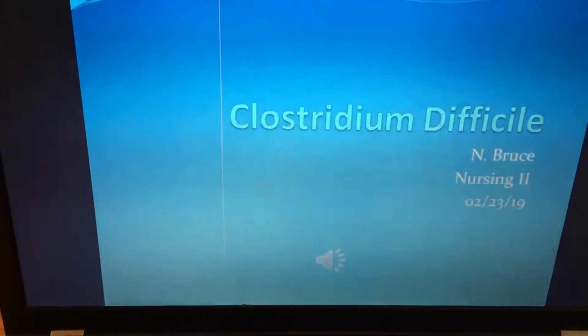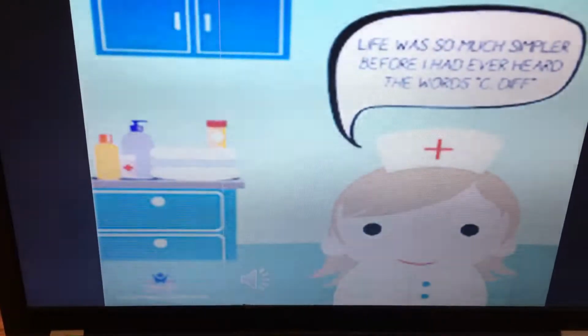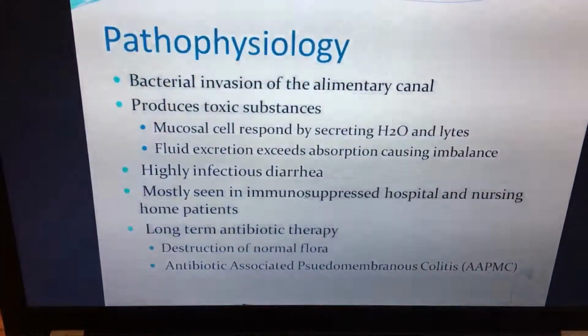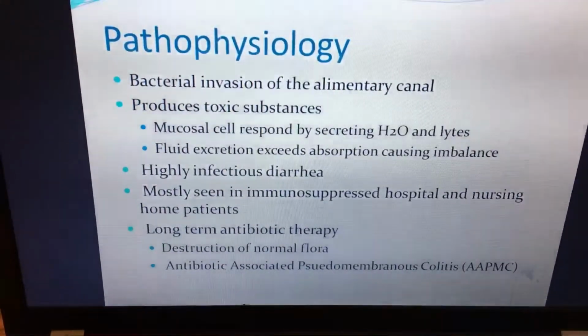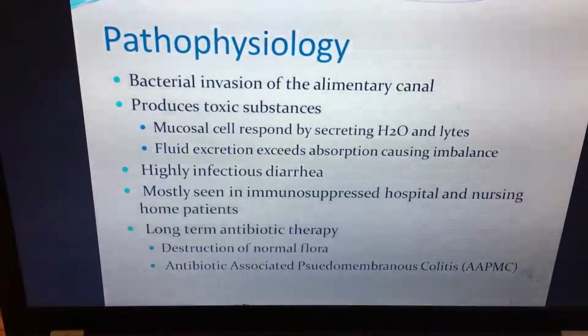So let's get started. Alright, this picture says life was so much simpler before I had ever heard the word C. diff, and that is very, very true. The pathophysiology: it is a bacterial invasion of the alimentary canal. It produces toxic substances. The mucosal cells respond by secreting H2O and electrolytes. Fluid excretion exceeds absorption, causing imbalance. This is a very highly infectious diarrhea. It's mostly seen in immunosuppressed hospital and nursing home patients and patients that are on long-term antibiotic therapy, which causes destruction of normal flora.